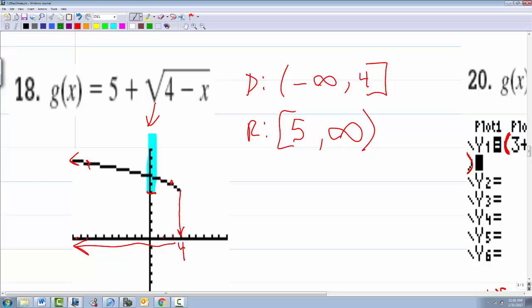And lo and behold, all of these y values exist on the graphing calculator. What do you think this y value is? 5. So that's another very valid way to assess domain and range. No student should have a problem with that. Get that head up. No sleeping in my class.